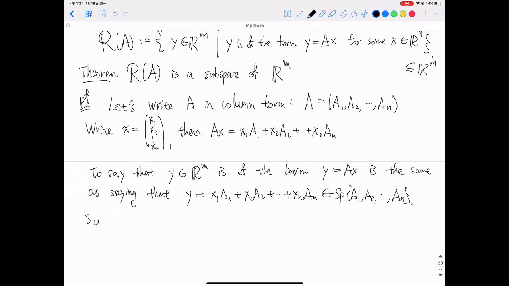So what this means is that the range space, or the range of A, is simply the span of A1 through AN. And this is a subspace, as we've checked already.